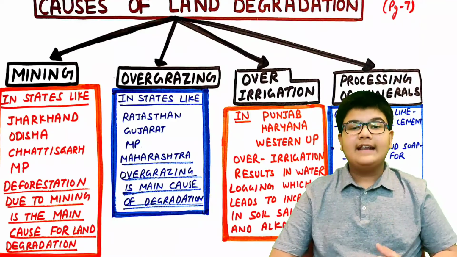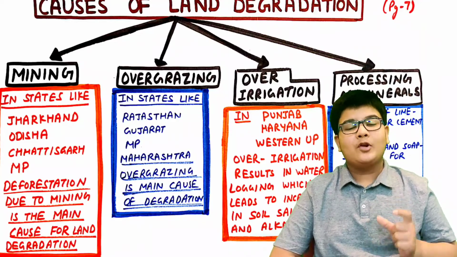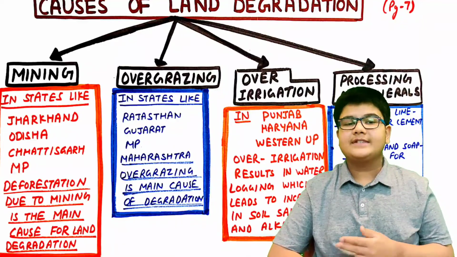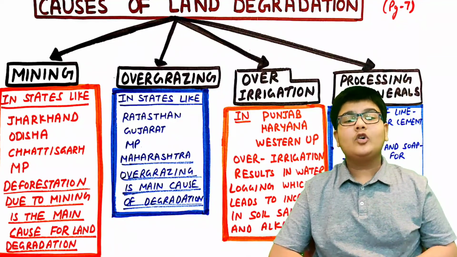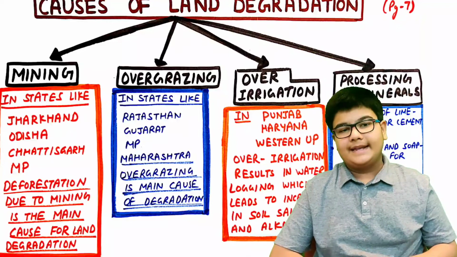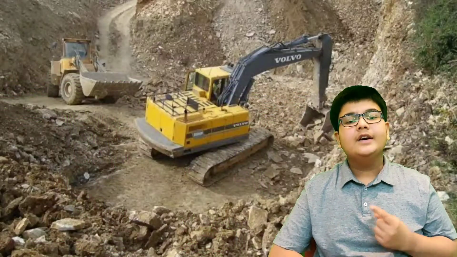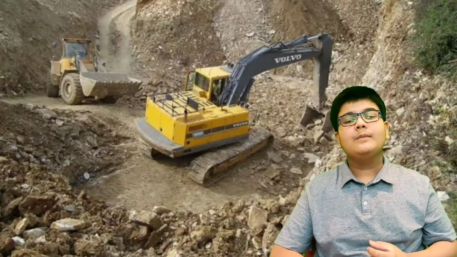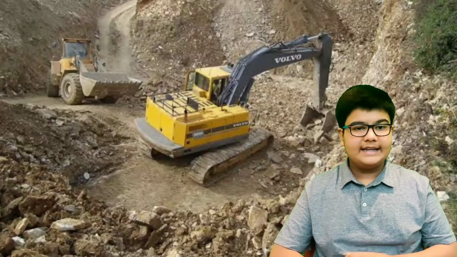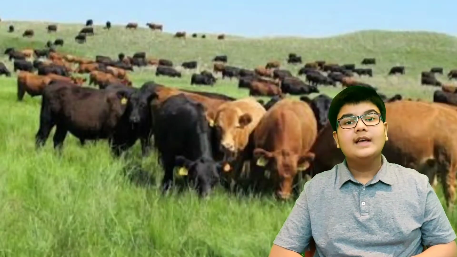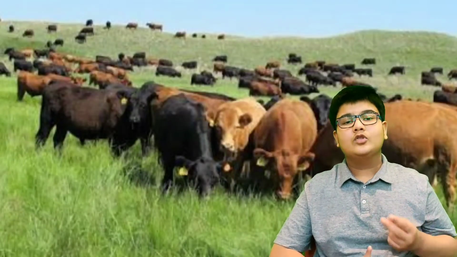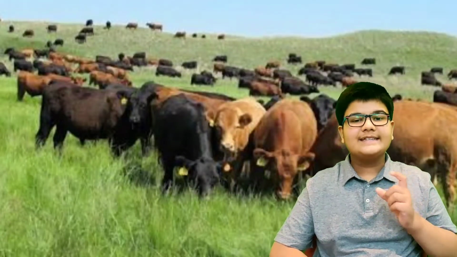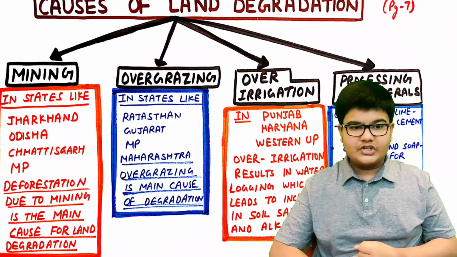Now let us understand land degradation. So land degradation is the process in which cultivable land becomes barren land due to various human and physical activities. Now let us understand the causes of land degradation. So first is mining. So in states like Jharkhand, Odisha, Chhattisgarh, Madhya Pradesh, deforestation due to mining is the main cause of land degradation. Second, overgrazing. So in states such as Rajasthan, Gujarat, Madhya Pradesh, Maharashtra, etc., overgrazing is the main cause of land degradation.